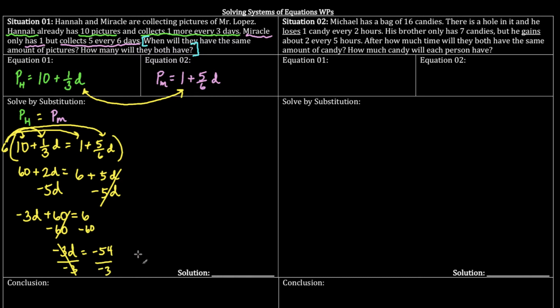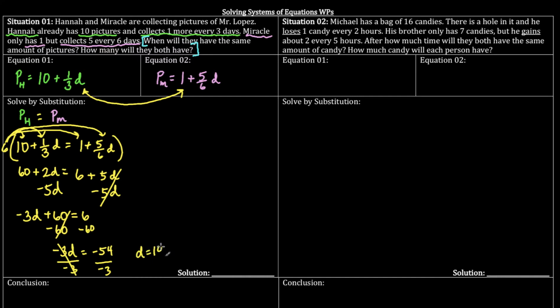And I get D equals, so negative over negative is a positive, so the number of days is going to be positive, which makes sense. 3 goes into 30 10 times. 3 goes into 24 8 times. So it's 18. Now, this will give us the number of days. This did not give us the number of pictures. So if we know that after 18 days, I'm going to write this a little bit better.